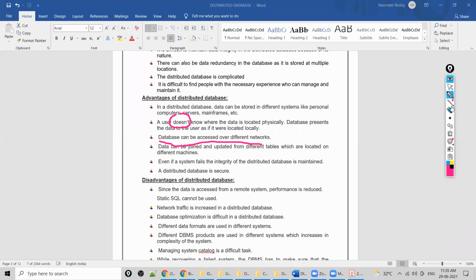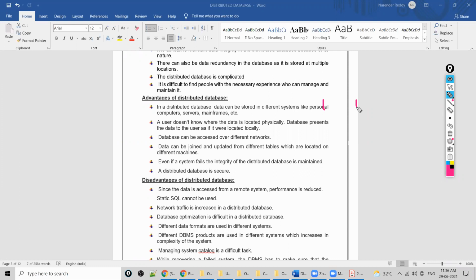Number four, what is the number four advantage, madam? Data can be joined and updated from different tables which are located on different machines. Simple, madam. For example, data can be joined and updated from different tables which are located on different machines.